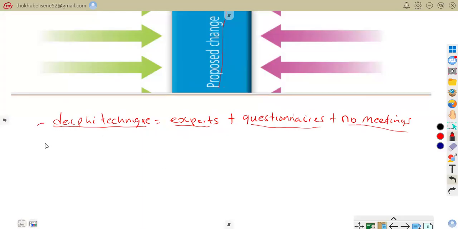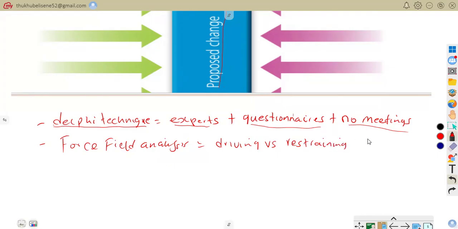Now we have this word, force field analysis. Force field analysis is equal to driving versus restraining forces. So that is where we are seeing pros versus cons, advantages versus disadvantages, so that you can come up with a quality decision.